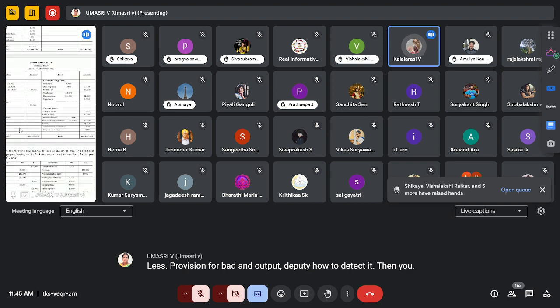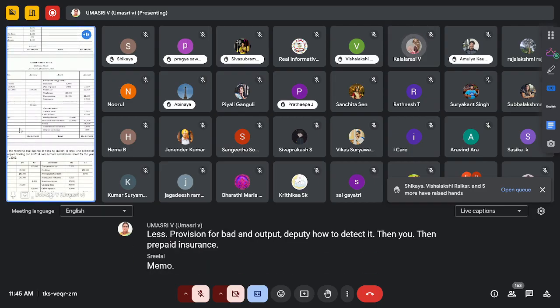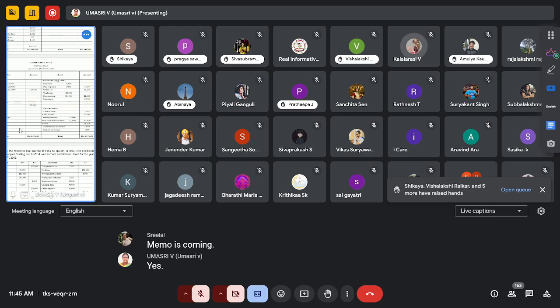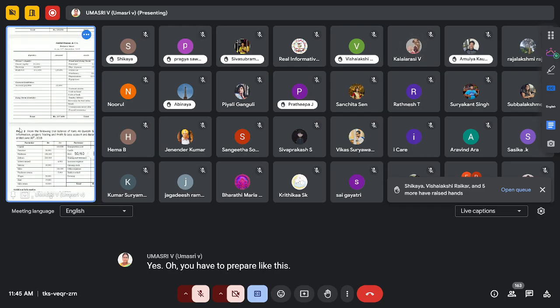Something receivable is earned but not received, treated as an asset. Then prepaid expenses, that is also a current asset you have to write. So you have to prepare like this.